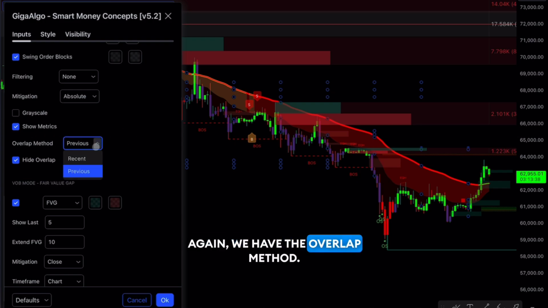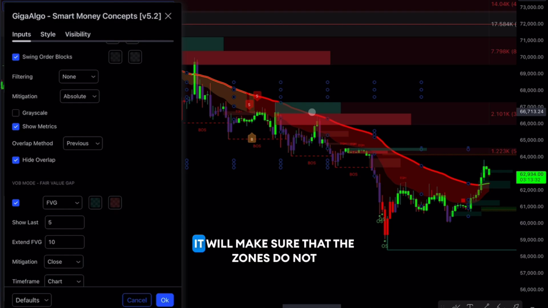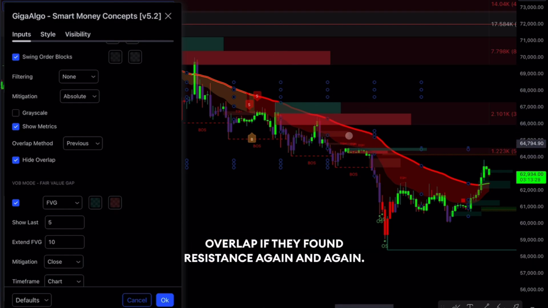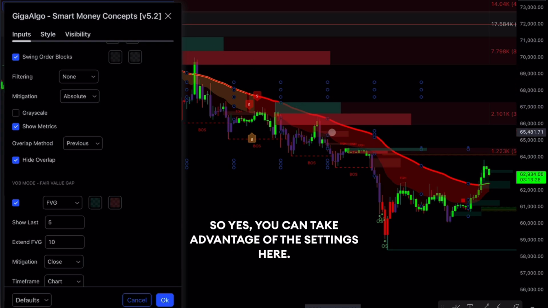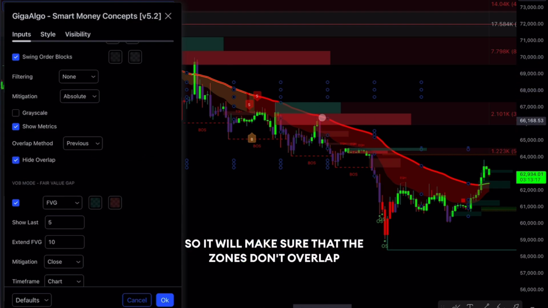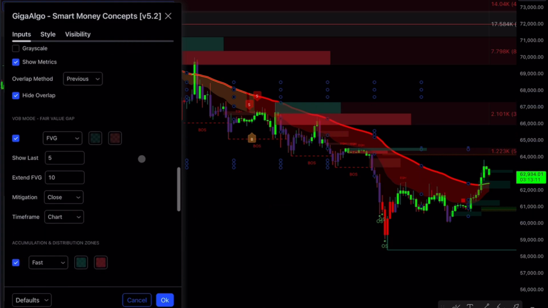Again, we have the overlap method, that is the previous or recent. You can play around with it. It will make sure that the zones do not overlap if they found resistance again and again. So you can take advantage of the settings here, and you can also hide the overlap. So it will make sure that the zones don't overlap each other for the same resistance or support zones.